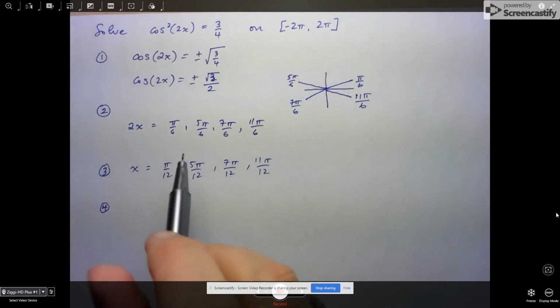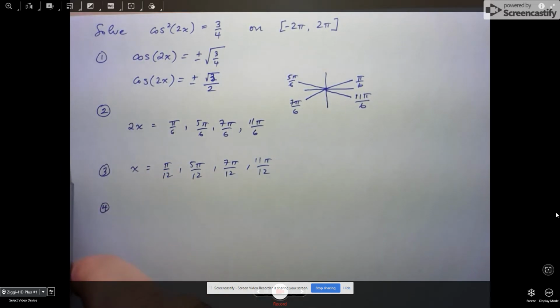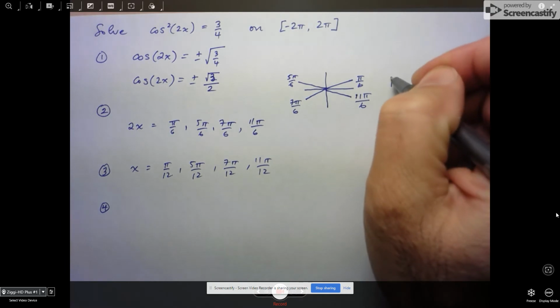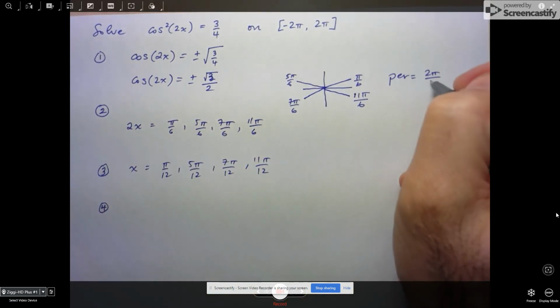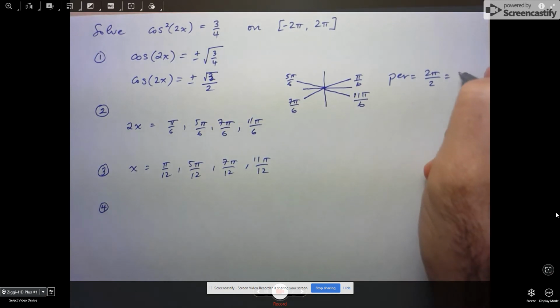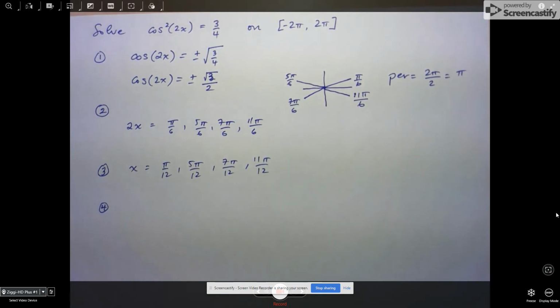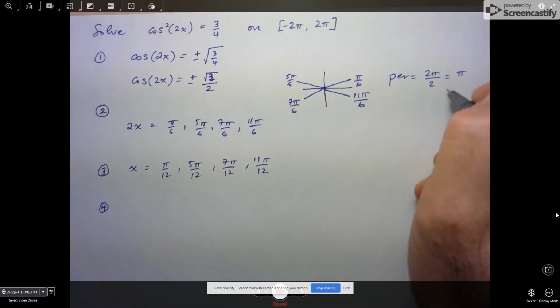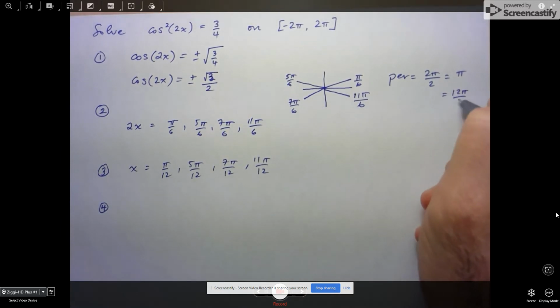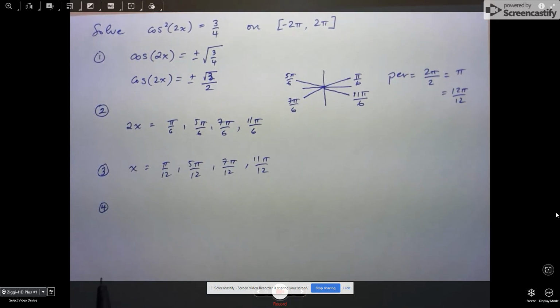In order to do that, we need the period of the trig ratio that we're working with. The period, of course, is just 2 pi over the k value, which in this case is 2. So our period is just equal to pi. But in order to make my life easier, I'm not going to think of this as pi. I'm going to think of this as 12 pi over 12, so I can do my additions and subtractions more easily. And I think I will have to do some subtractions since we are going into the negative.